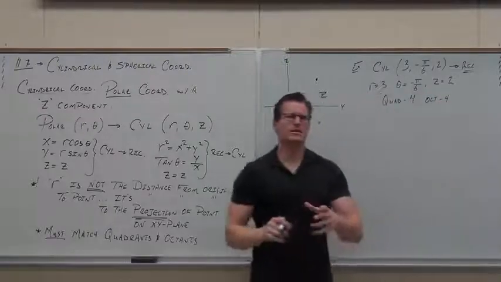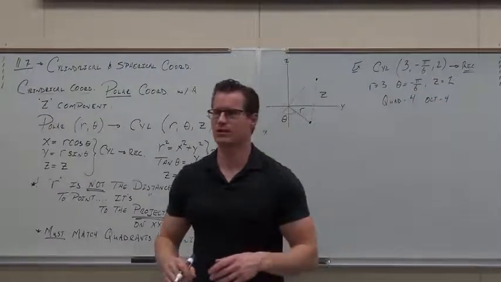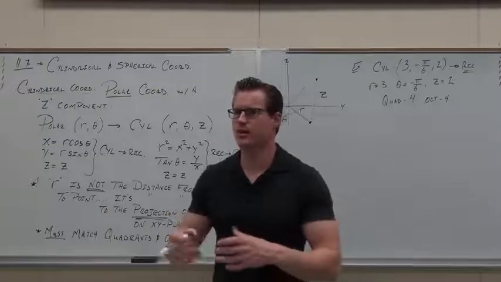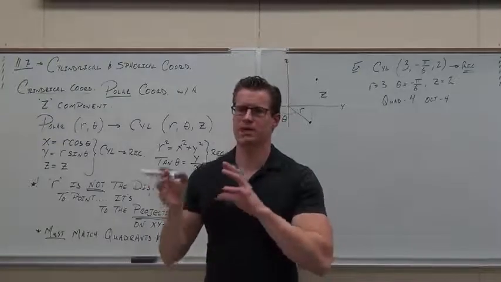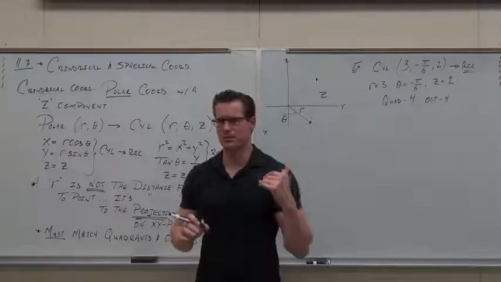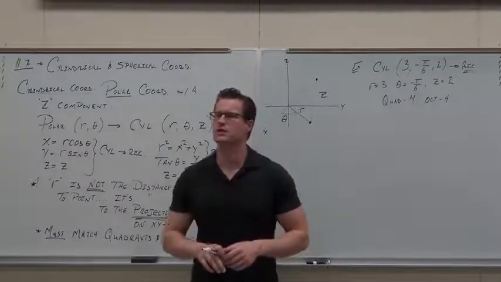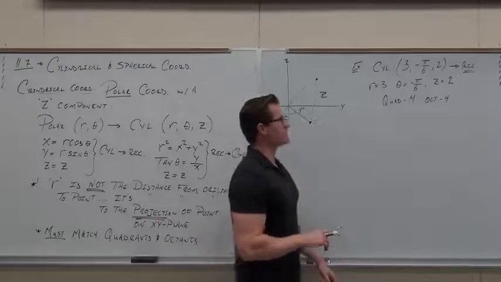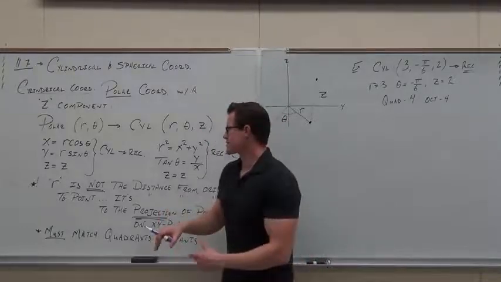The reason is, and not necessarily going from cylindrical to rectangular, because you don't have any option there. It's going to be one thing. But going from rectangular to cylindrical, you get options for the theta. You absolutely have to match up the quadrants, because you can make some mistakes here. So anyway, let's give it a try. Let's go over here and see.